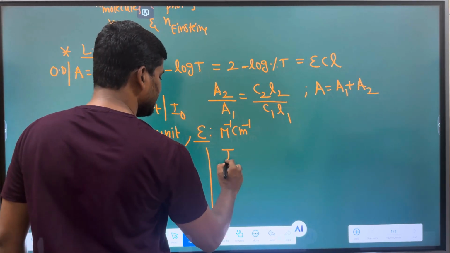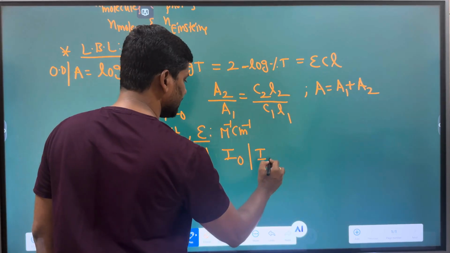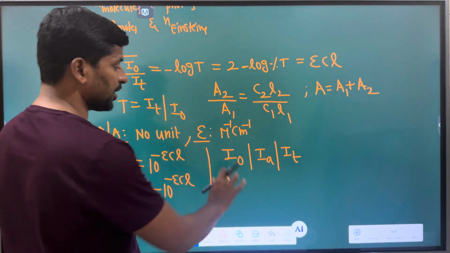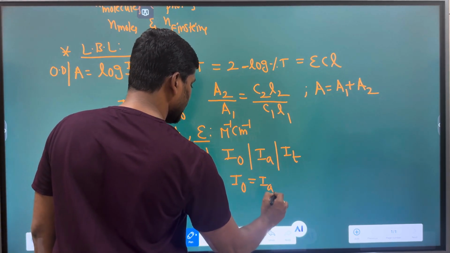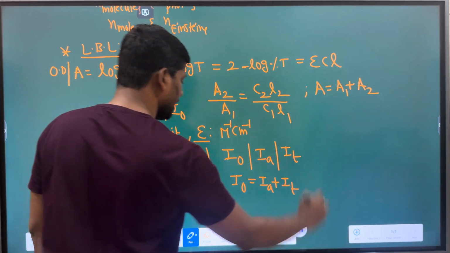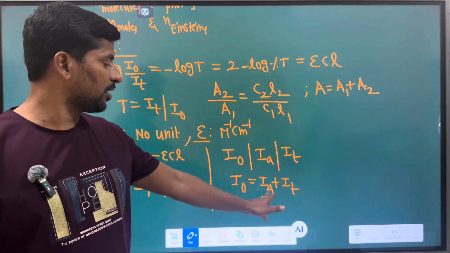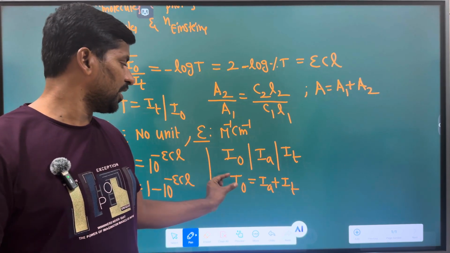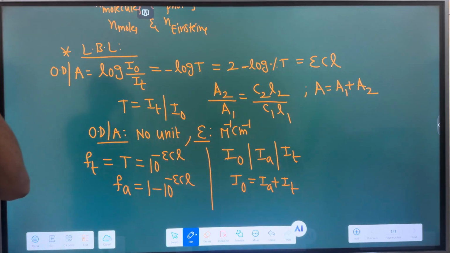If I naught is the intensity of incident radiation, IA is the intensity of absorbed radiation, and IT is the intensity of transmitted radiation, what is the relation between these three? I naught is equal to IA plus IT. For example, if the incident radiation is 100 photons, 75 photons are absorbed and 25 photons are transmitted, and 100 is equal to 75 plus 25. Again we get 100. I naught is equal to IA plus IT.